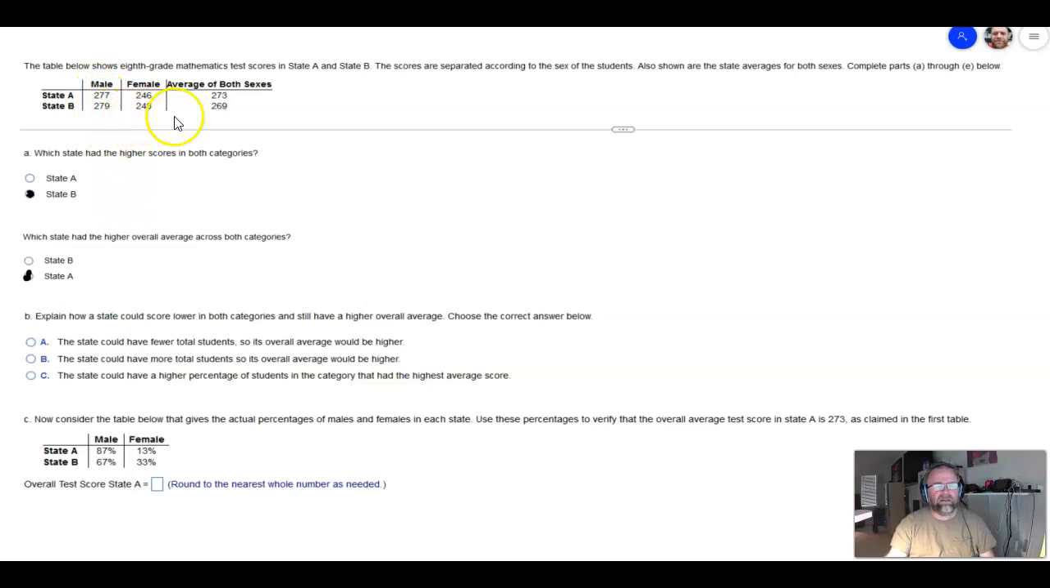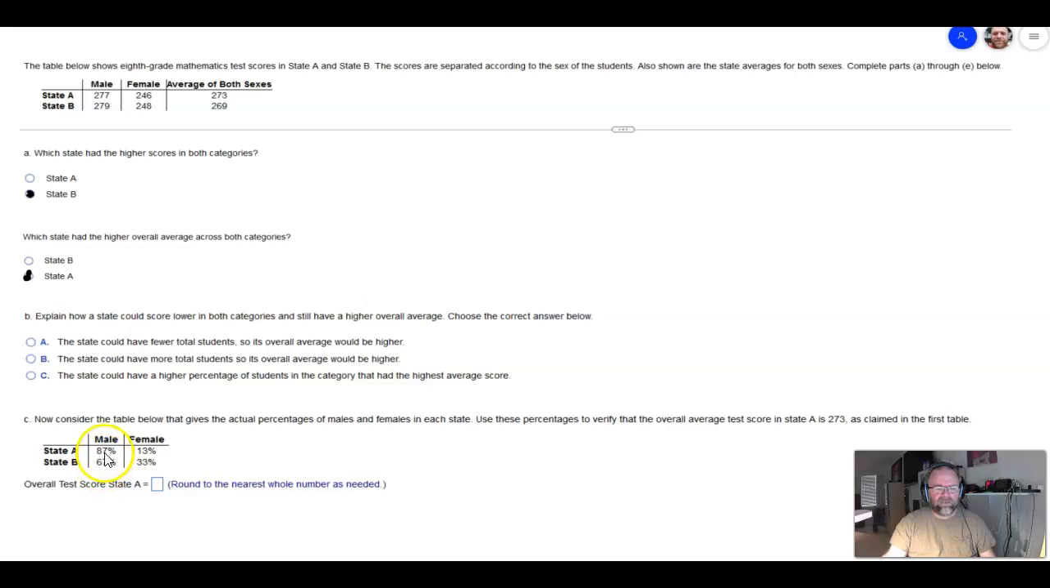And this one here, that 269, is pretty close right in the middle of males and females. So I would assume that state B had a similar amount. So it says, explain how a state could score lower in both categories and still have a higher overall average. And we said that it would be C here. The state could have a higher percentage of students in the category that had the highest average score. So if we had a much higher percentage of males for state A, that could have given us our higher average there. Then they want us to verify that.